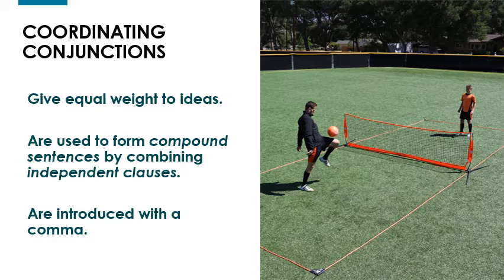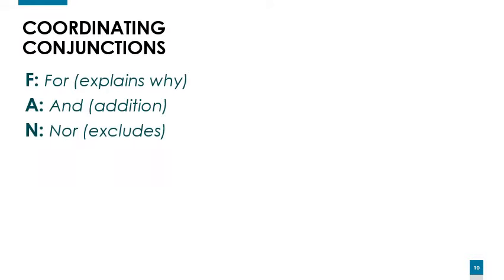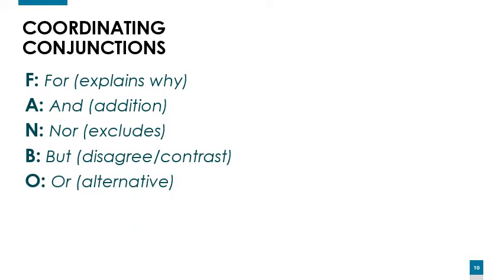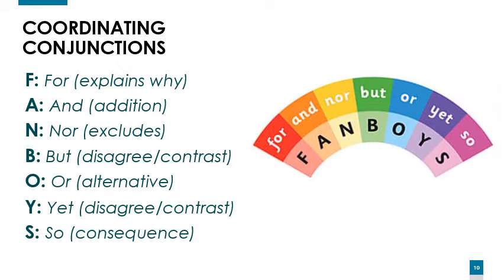The other thing to remember about coordinating conjunctions and how we form a compound sentence with them is that we need to introduce them with a comma. The coordinating conjunctions are for, and, nor, but, or, yet, and so. And you'll see down the left that spells out FANBOYS. So that's an easy way to remember those coordinating conjunctions.